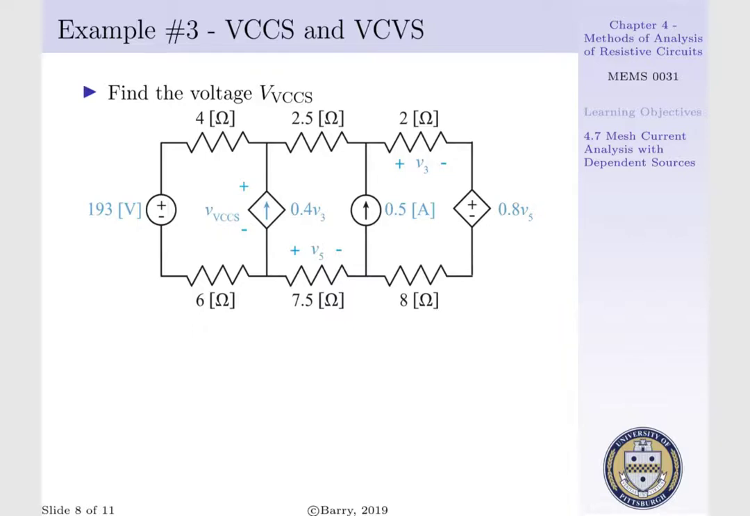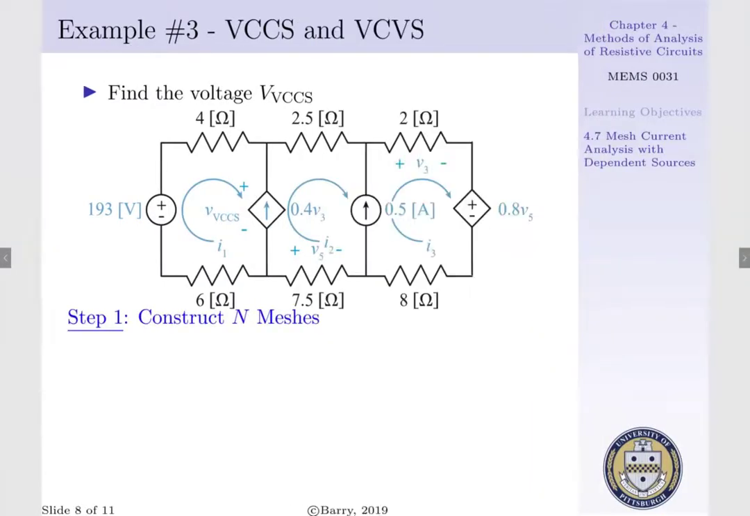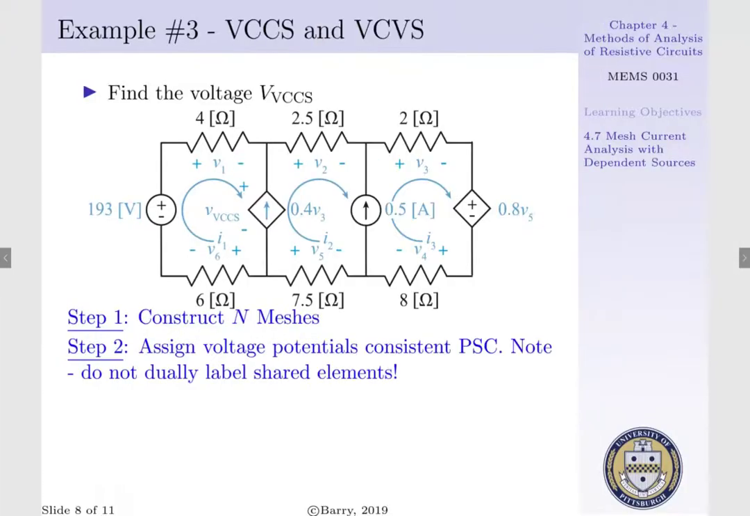To begin, we'll employ our standard 4-step procedure, where step 1 is to construct n meshes, where we have mesh 1, mesh 2, and mesh 3 designated on the circuit as follows. Step 2 is to assign our voltage potentials consistent with our passive sign convention. Note, we're not going to dually label any shared elements.